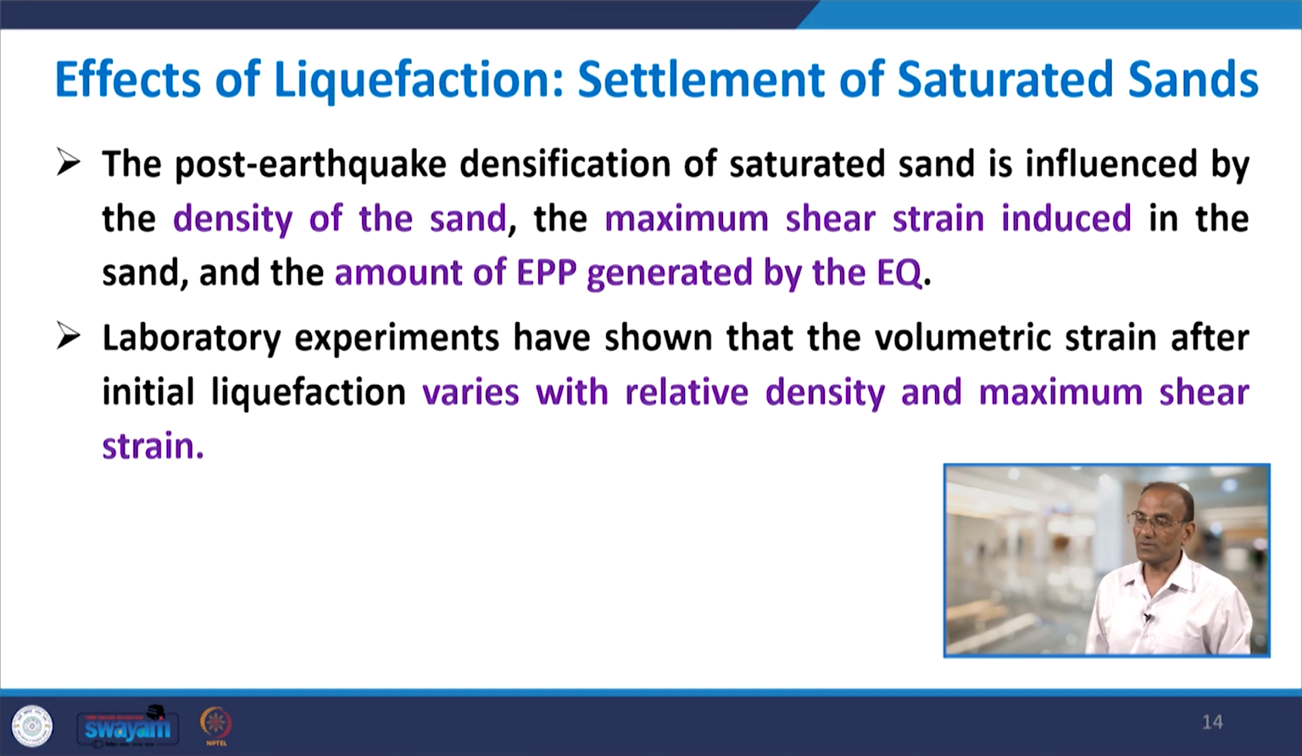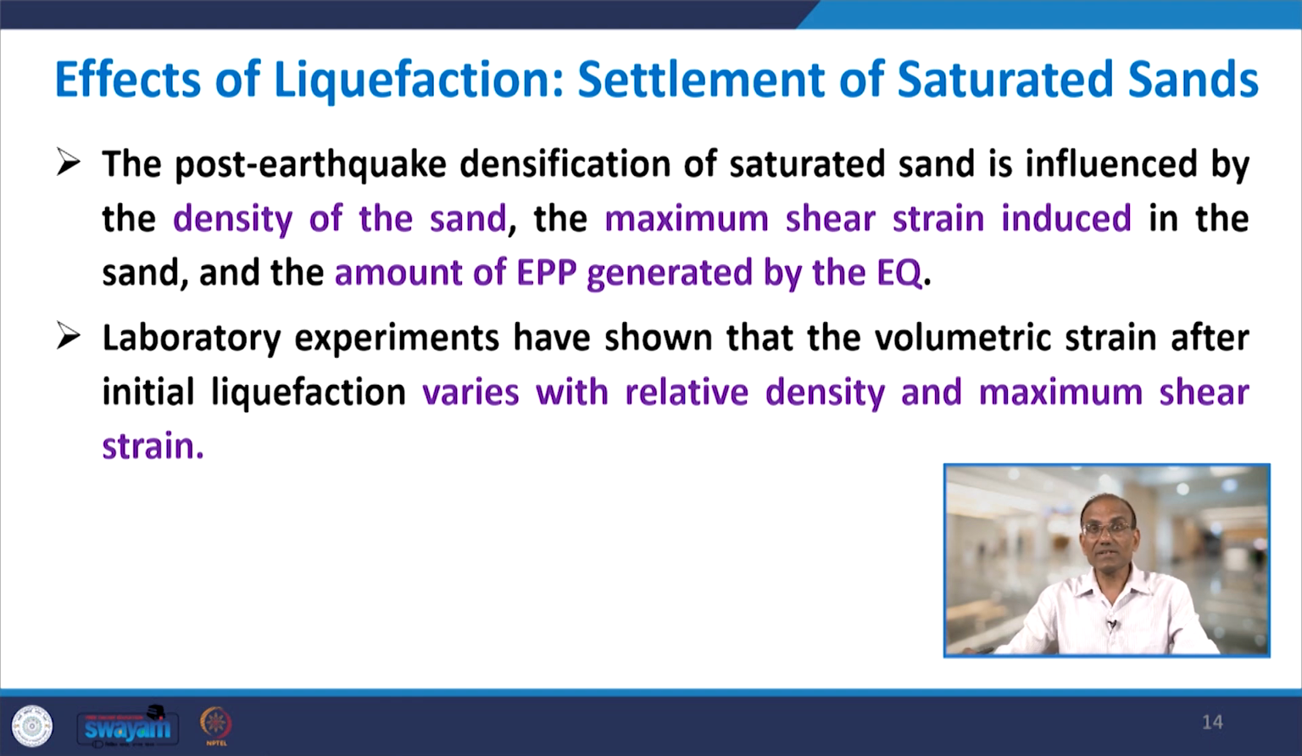So, this was all about dry sands. Now, coming to the settlement of saturated sands. In dry sand, there is no development of pore pressure, excess pore pressure is out of question, and there is a change in the volumetric strain. But in saturated sand, for the undrained condition, if you do not allow drainage, then there is no change in the volumetric strain; rather, there will be development of excess pore pressure.